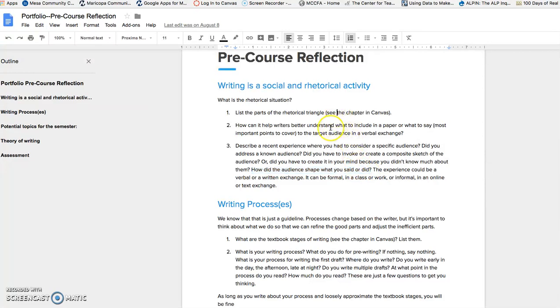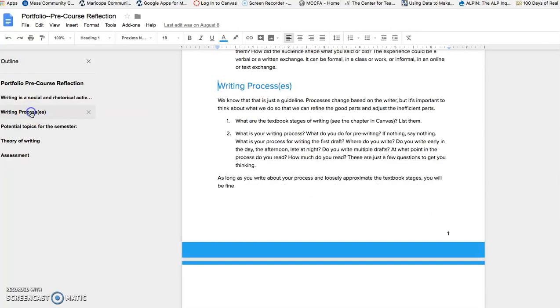List the pieces, discuss how the rhetorical triangle can help you decide what to write and how to target your audience. And here just describe a process of working through a communicative exchange and how the audience shaped what you said or did. So that's the first part of the portfolio, reflection. Then we get down to the next part, writing process. We spent time talking about this.